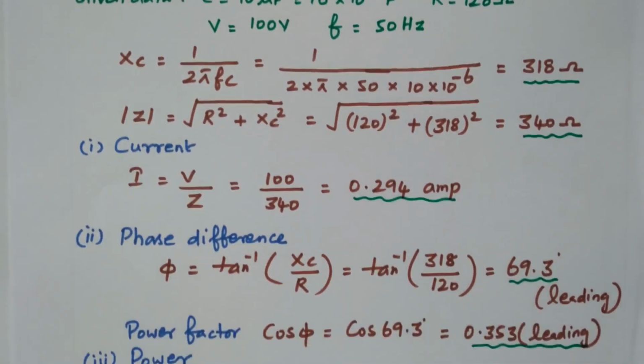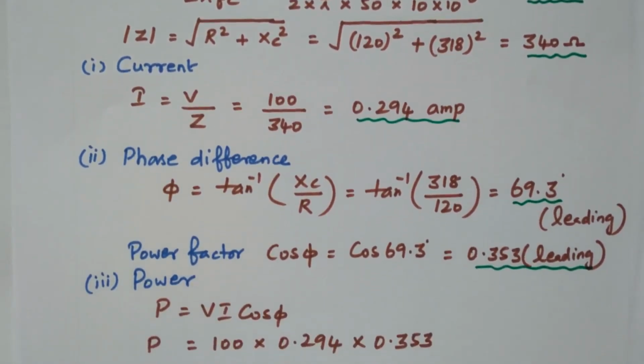Now we'll go to the phase difference. The formula is available: phi equals tan inverse of Xc by R. From the phasor diagram, this formula is derived. So the Xc value is 318 and the R value is 120. Tan inverse of 318 by 120, we got 69.3 degrees. This 69.3 degrees is leading because of the capacitive circuit. In a capacitor, the current is always leading the applied voltage, so this angle is leading.